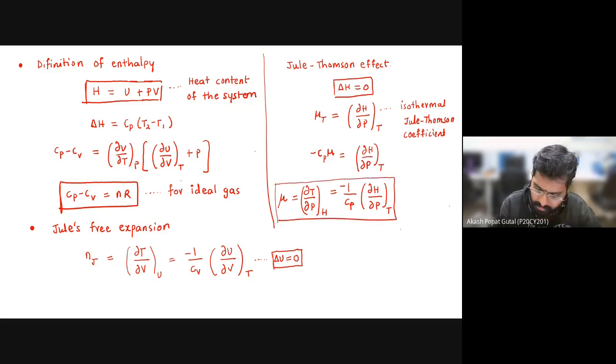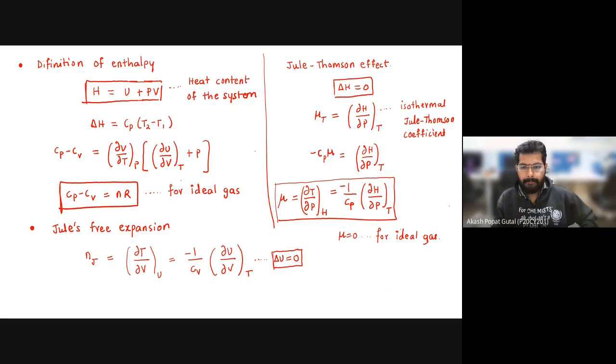And we know that mu is equal to 0 for ideal gas. Fine. After that, we have defined the same Joule-Thomson coefficient for real gas.